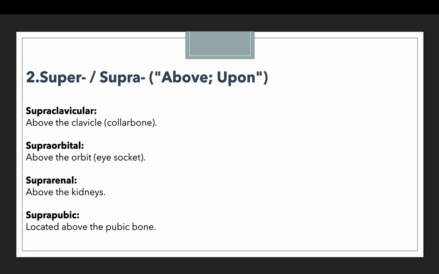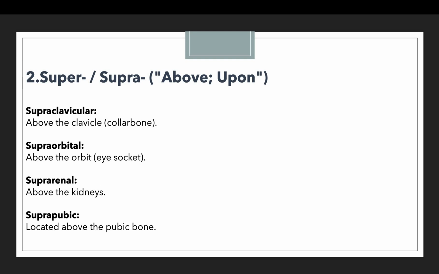The next one is super or supra, which is used to showcase something as above or upon. When we want to showcase something as above or upon, we will utilize the prefix which is either super or supra. Both are used for the same purpose. Let's see the examples.